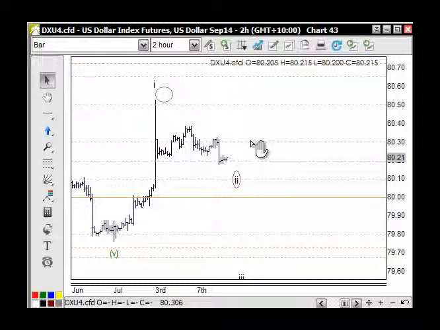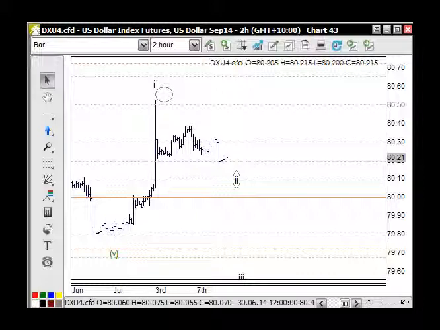But support on 80.30 here would put the euro in a short position as well, plus perhaps the Australian dollar and so forth. So it's just a key point to keep an eye on.